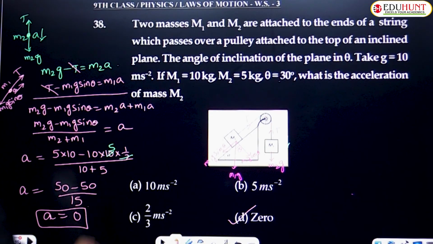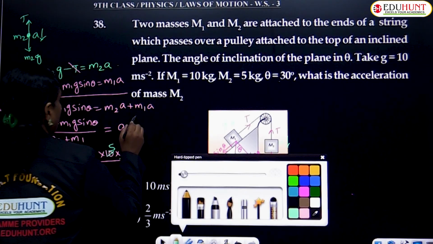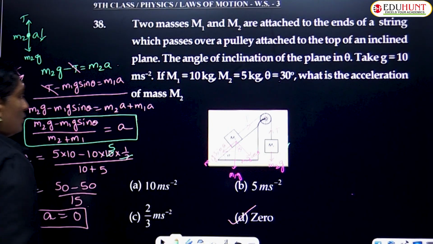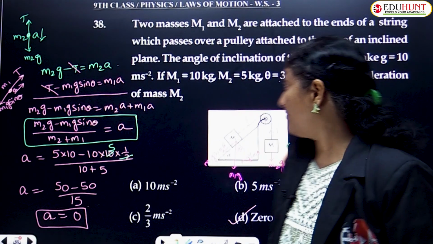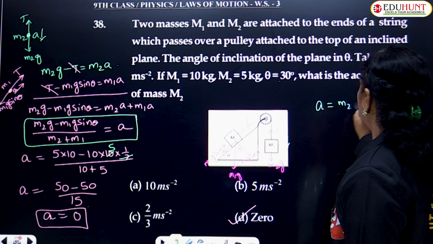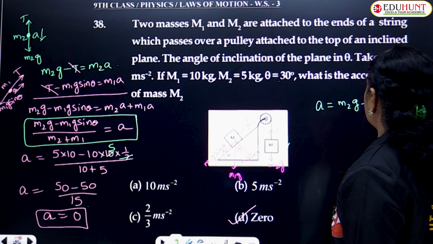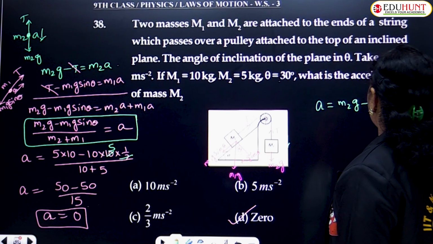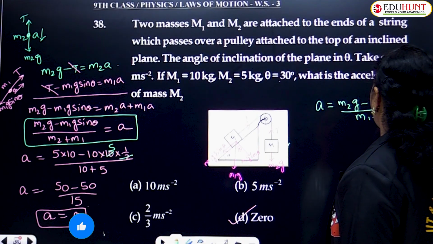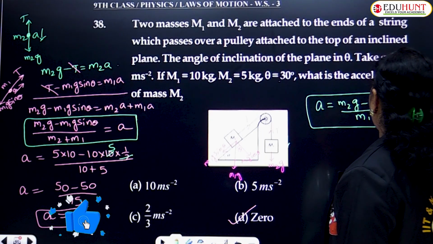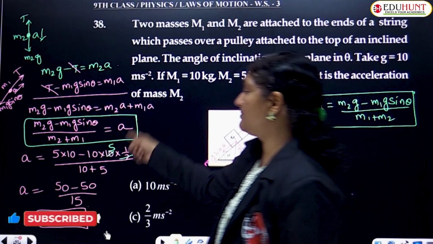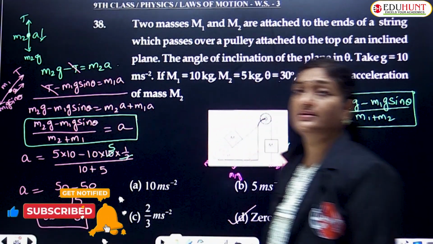Hence, the acceleration of the system after substituting the values is found to be 0. But remember, what is the formula we got for acceleration? This may be helpful for further numericals, children. For this numerical, the formula for acceleration we found is m2g minus m1g sine theta, whole upon m1 plus m2. So, remember this formula. After substituting the values, we got the value of acceleration as 0.